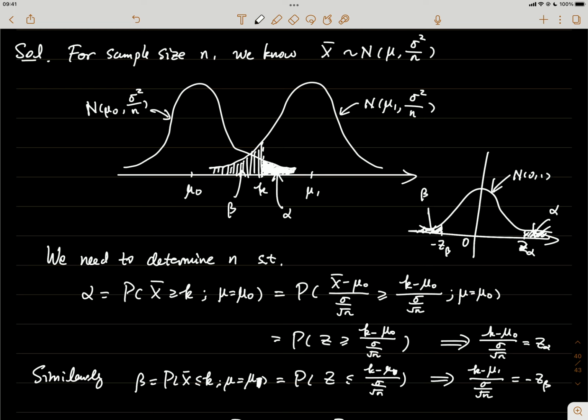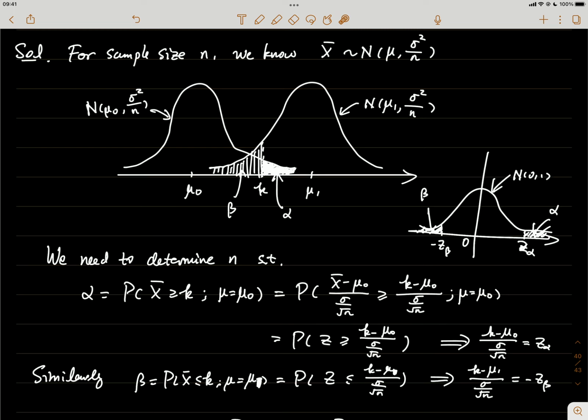This value should be beta because it's just symmetric. The z beta will have another z beta on the right. It may be different from the z alpha. It really depends on what the values of alpha and beta are. But anyway, the value of this should be equal to negative z beta.